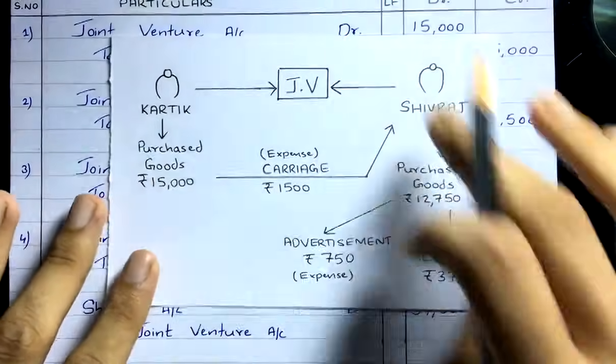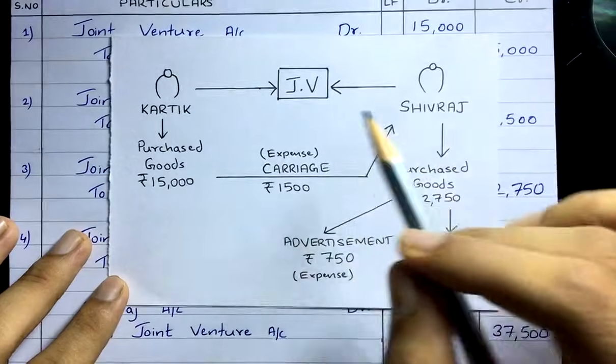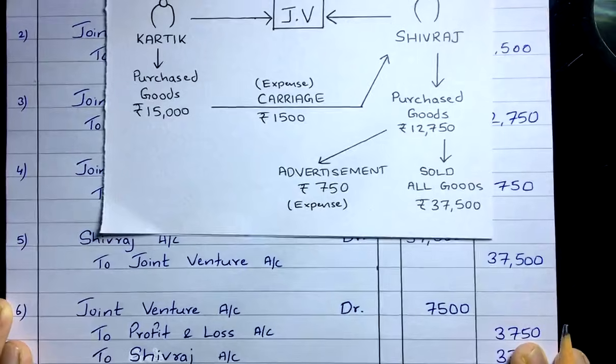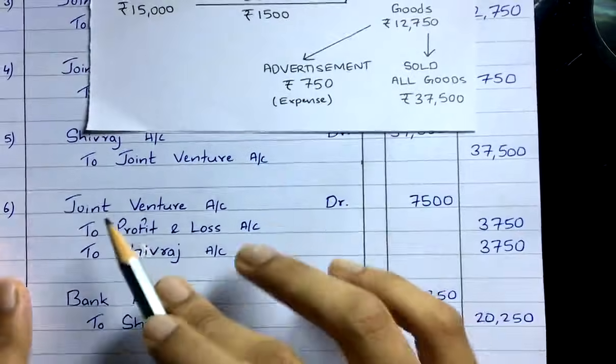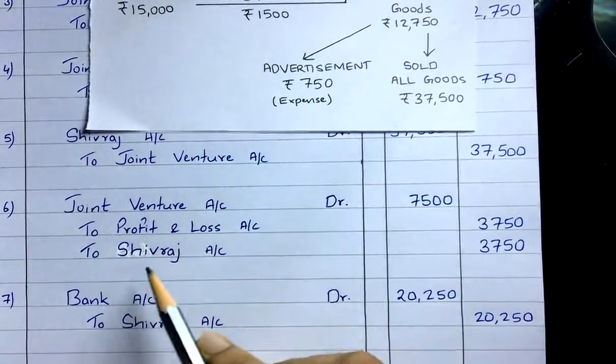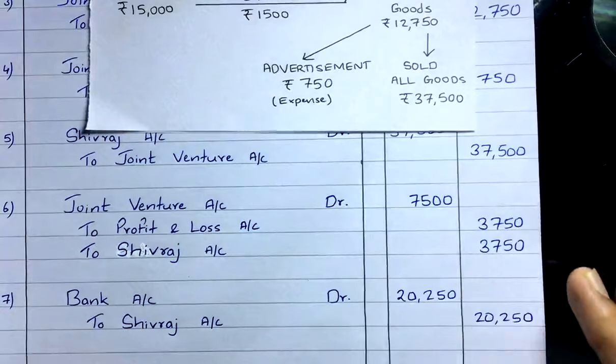Now they have done this business, now you have to find out the profit that happened due to this joint venture, due to this business. Now see, it's very easy to calculate the profit. First I will show you the entry. Joint venture account debit 7,500, and then to profit and loss account and to Shivraj account. Now leave the entry. First we will calculate the profit.